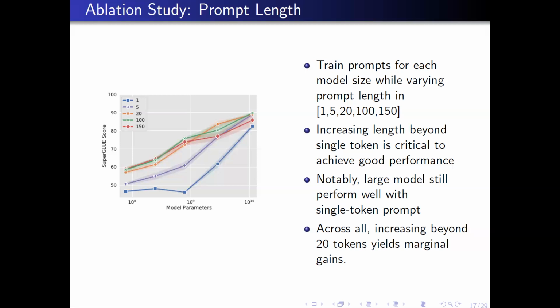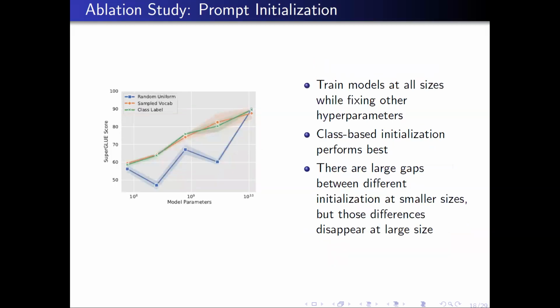Notably, the largest models still perform well with a single token prompt. And across all models, increasing beyond 20 tokens yields marginal gains.